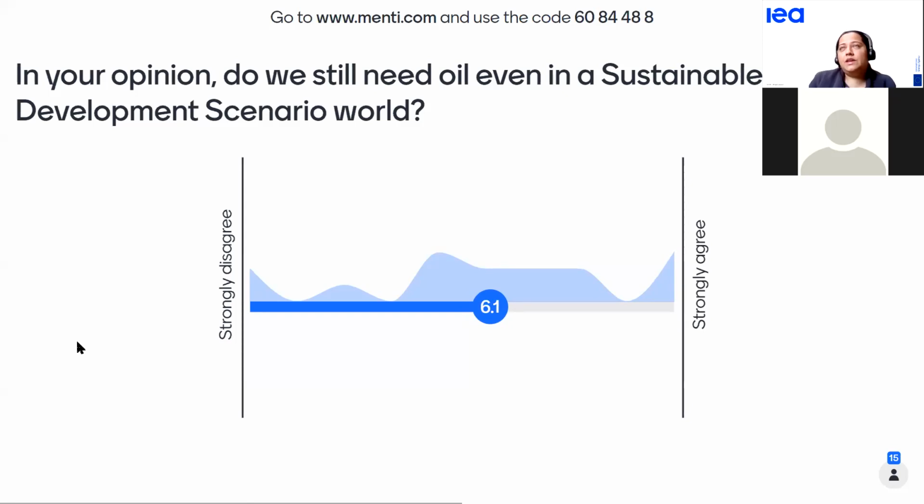But if we look at a recent report that the IEA released not long ago, where we have a net zero scenario, it says that if you want to reach net zero emissions by 2050, you will need to stop new investment in fossil fuels, which is quite a strong statement. But in a sustainable development scenario, we still need a bit of oil.